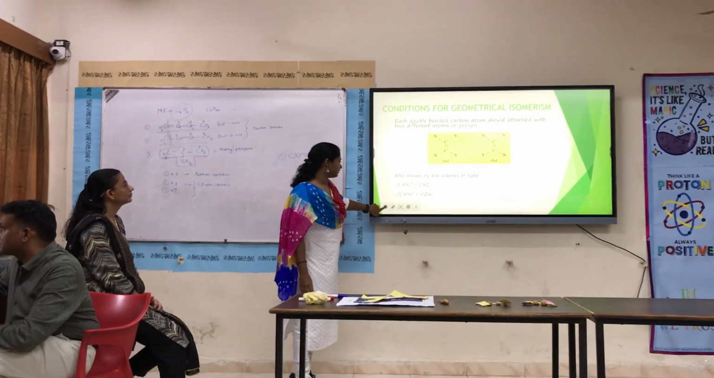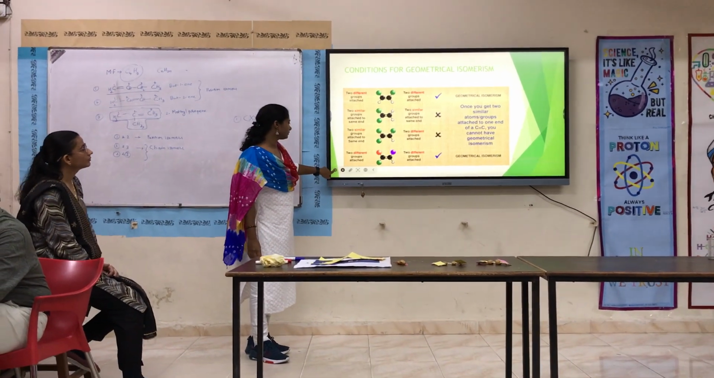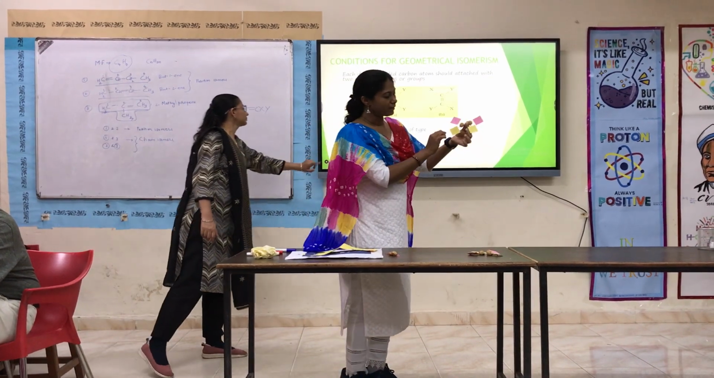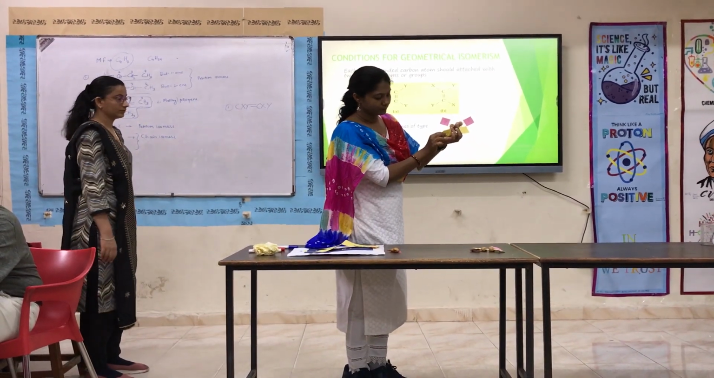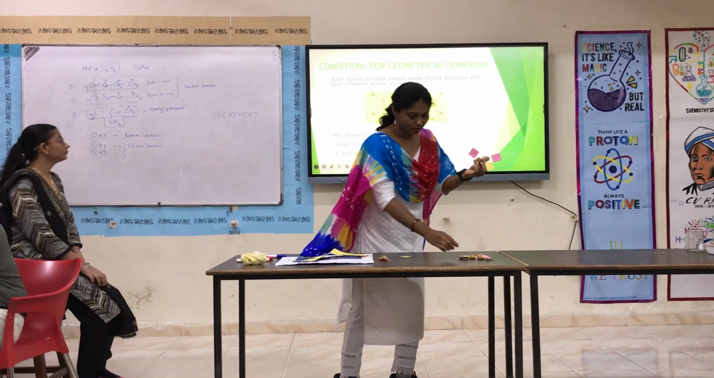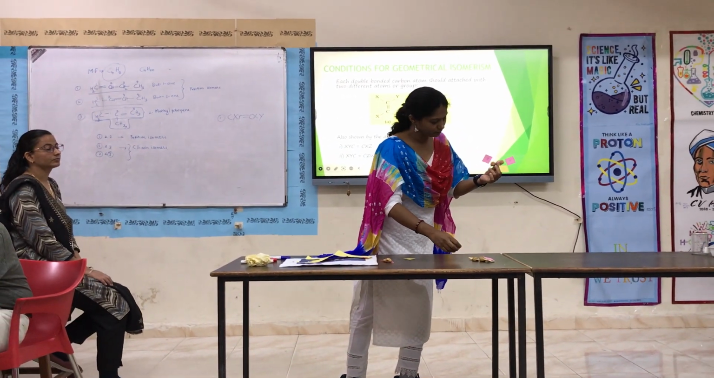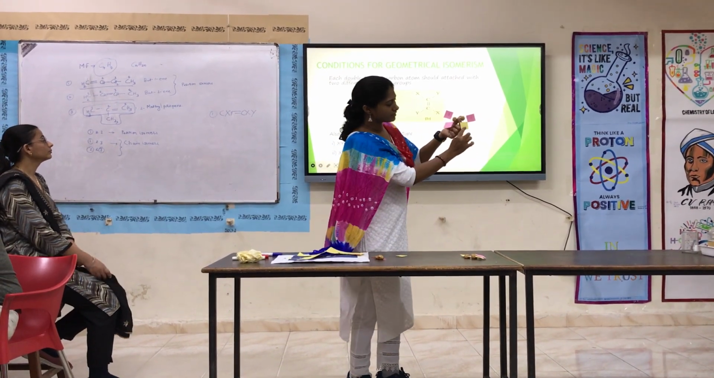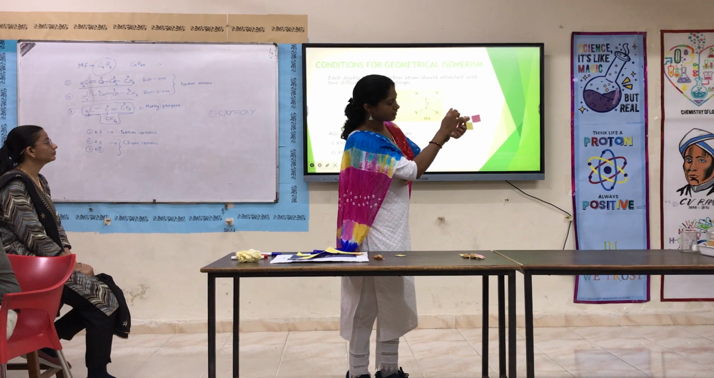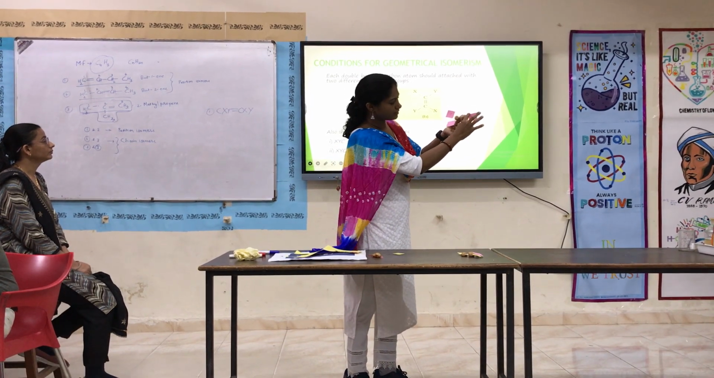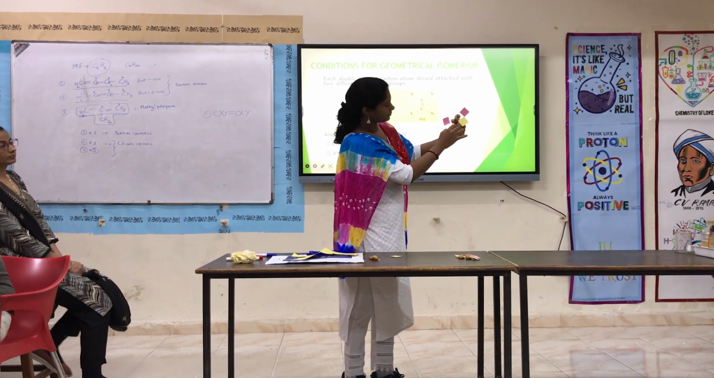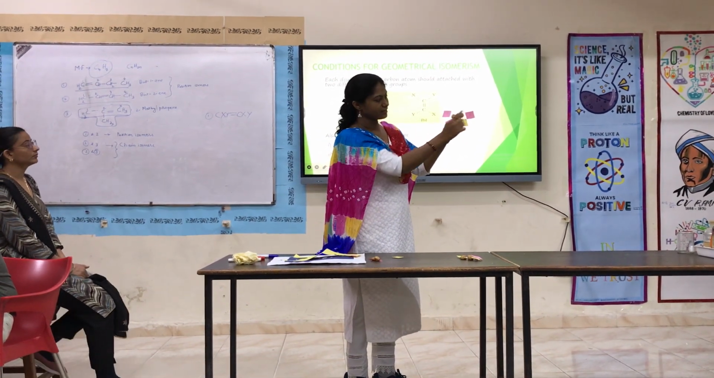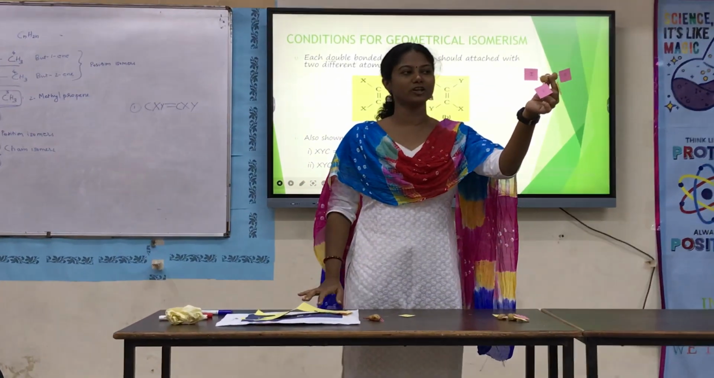Now, we can also have other structures. For example, I am changing this CH3 group with one hydrogen here. I'm just fixing one hydrogen over here. So now it is CH3, CH, double bond, CH2. CH2, double bond, CH, CH3. So can you identify this molecule?